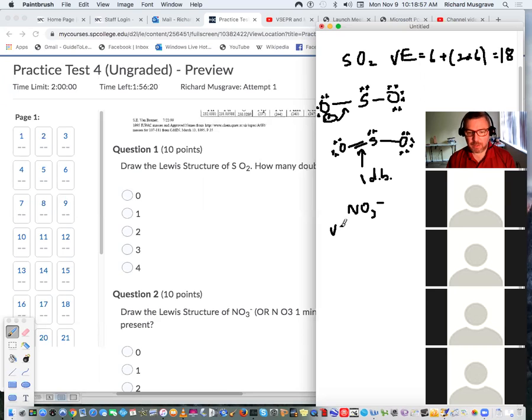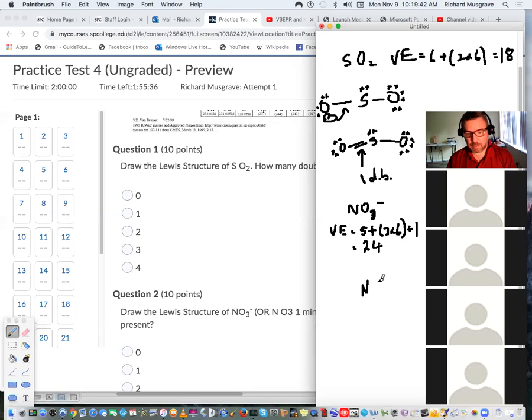NO3 minus, valence electrons, 5 plus three times 6 plus 1. That's 24. All right. Any questions so far? The plus 1 is because of a negative charge, right? That we add 1 for the extra electron. It's creating a negative charge. And the N is in group 5 and the O is in group 6, and that's how we're getting that. Does anybody have any questions?